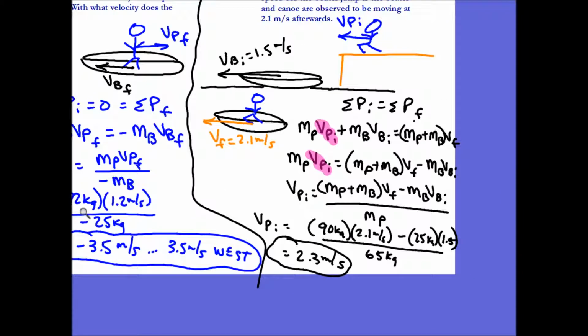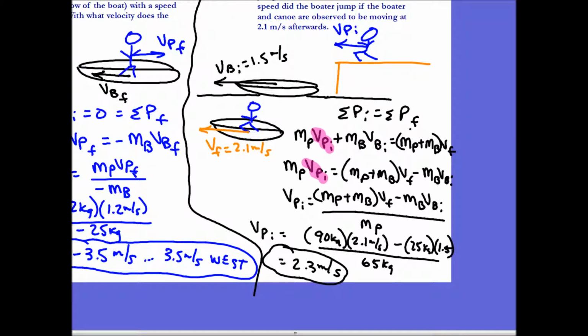For the second problem, a little bit more involved. Here the person jumps off of the dock with some unknown velocity. They land in a boat that was moving at 1.5 meters per second towards the west. Here they've combined together and are now moving at 2.1 meters per second. I want to find what that velocity was that they jumped with. So I'm actually looking for an initial condition. So VP initial is what I'm looking for.